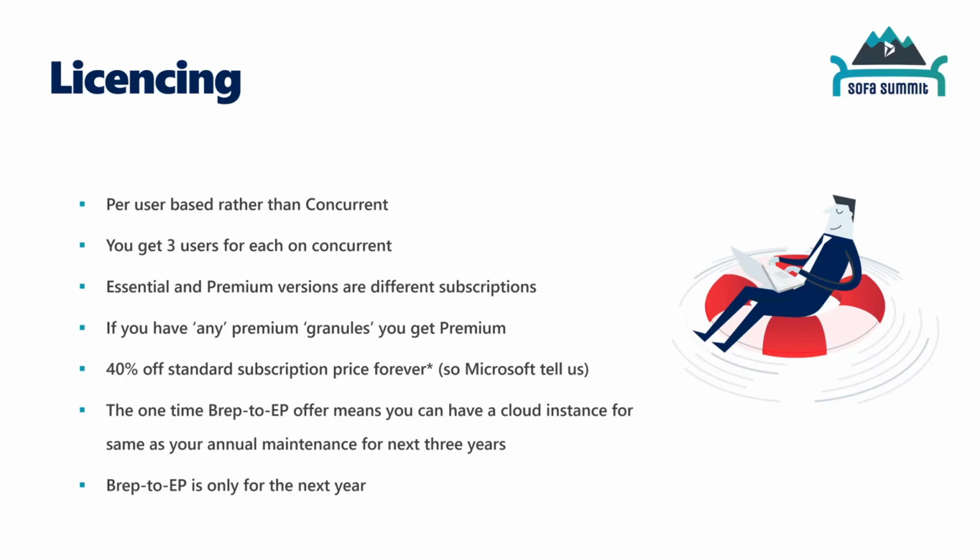What you also get as part of that BREP to EP offer is a SaaS cloud instance. So you would get an instance of the latest copy of Business Central for you to use. Whether you choose to use it is a question, but you get that in there. Now that offer is a 3-year offer. It means that you can go to SaaS for no more than you are paying in maintenance now.